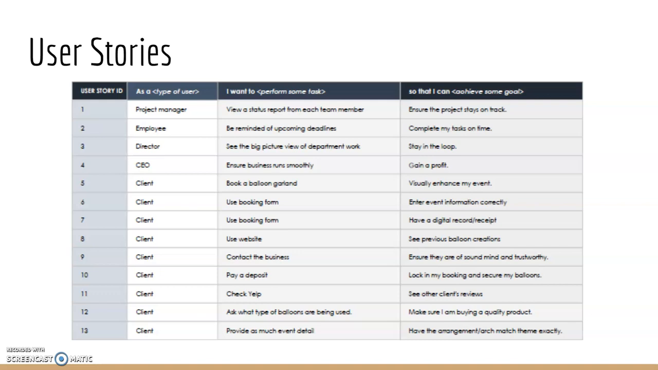We're just going to jump around the clients. As a client, I want to use a booking form so that I can enter event information correctly. Instead of just writing down the event information, they can book a garland or an arrangement with a booking form. As a client, I want to use a website so that I can see previous balloon creations. That would be useful, so that way, potential clients can see the different types of balloons. Maybe they want the exact same kind that's already been designed, so they can have a website to see that.